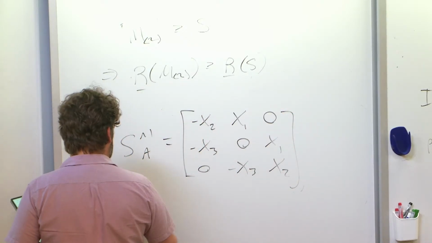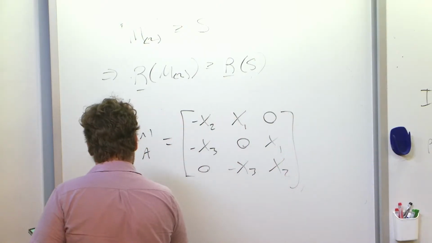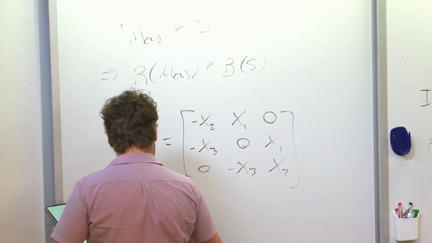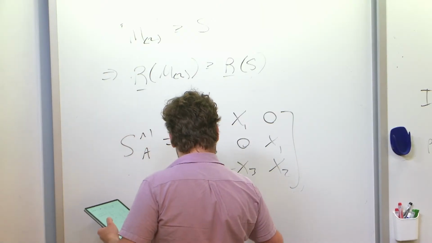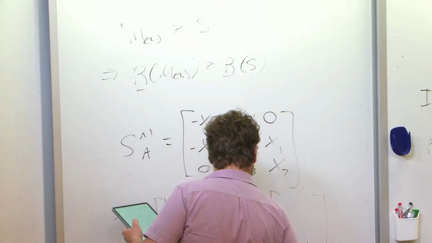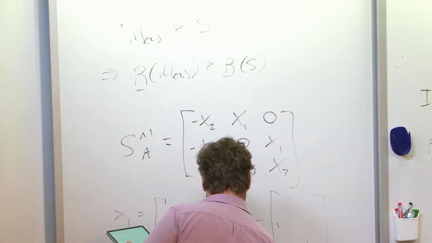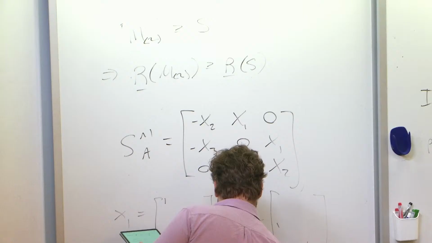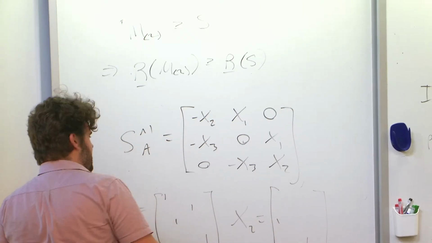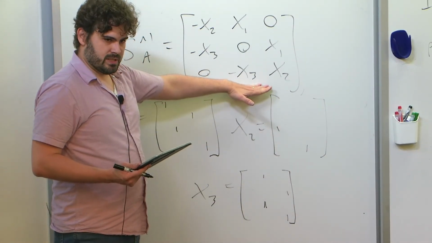What's going to be a block matrix here: minus x2, x1, 0, minus x3, 0, x1, minus x3, x2, where x1, x2, x3 are these 4 by 4 matrices coming from, well, maybe I'll write x1 is 1, 1, 1, 1, x2 is 1, 1, and x3 is 1, 1, 1, 1, our 4x4 matrix. So this is a 12 by 12 matrix. And I've chosen the restriction such that this 12 by 12 matrix is full rank.